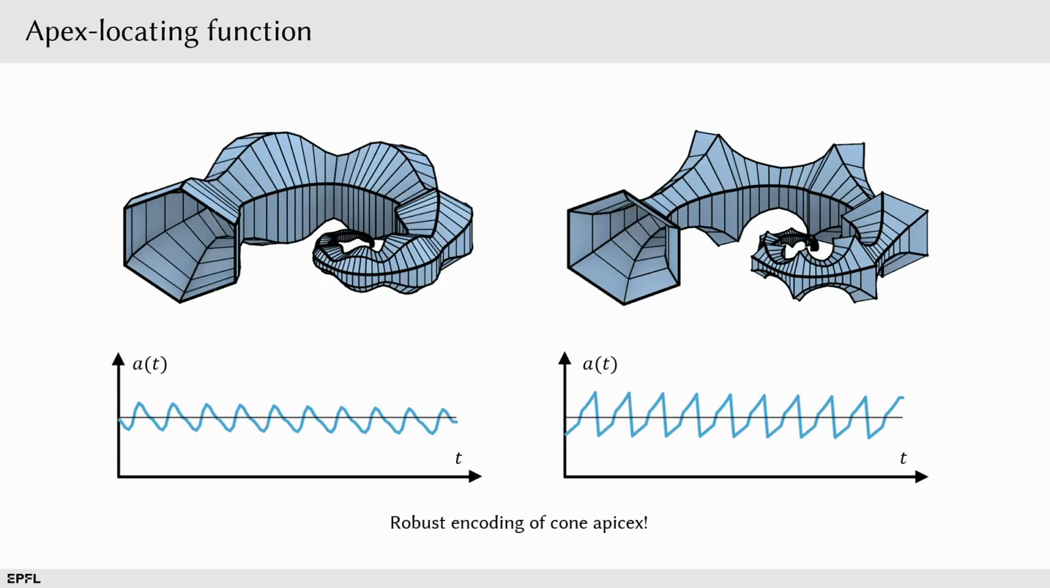Here, this slide shows 2 more examples of a little bit wilder shapes. You can see that this encoding captures smooth looking and not so smooth looking shapes quite robustly, because all these scale factors, or this apex locating function, is around 1 in both cases.